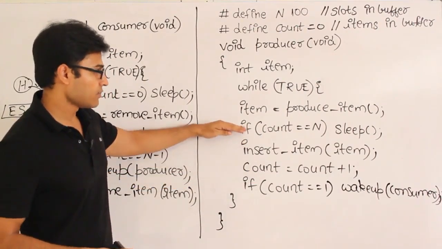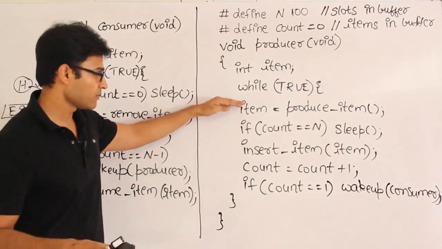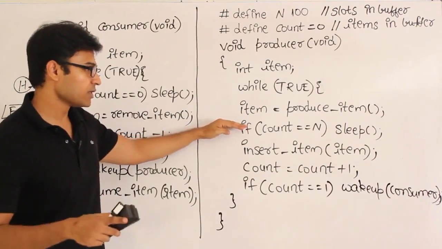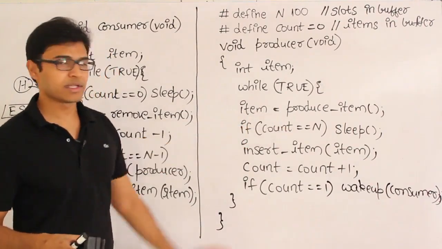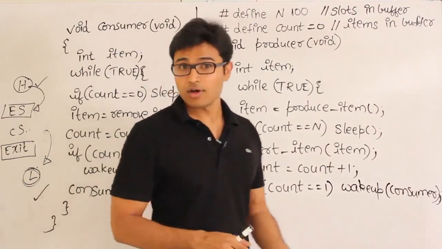Okay, don't worry about this part, we shall examine it later. First understand till here, right? Which means the producer is going to produce an item, and in case the buffer is full it is going to sleep, otherwise it is going to insert the item. Just understand till there. Now what's the consumer?